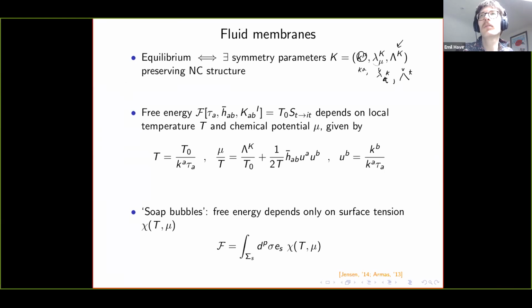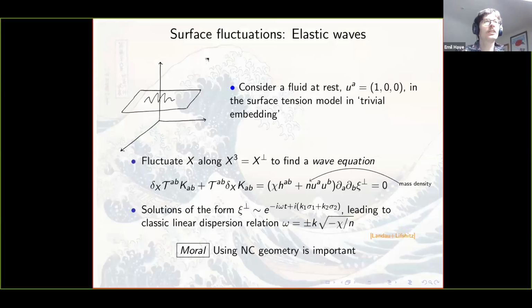Now, one other interesting consequence of using Newton-Cartan geometry is that you can really talk about the waves in the fluid here. So if we consider a trivially embedded thin fluid sheet, so it has topology R^2 cross S^1, I guess, because we compactified the time. And you put a fluid on this, which is at rest, so it only has a time component.